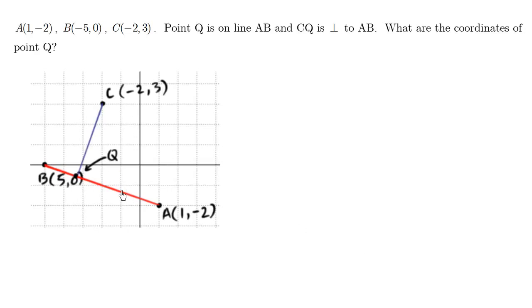So we have these points all sketched out. We draw some lines, and we can see what the question is asking for. Point Q is on line AB right here, and CQ is perpendicular to AB, so this is a right angle. What are the coordinates of point Q? So we're trying to find the exact coordinates of where these lines intersect.